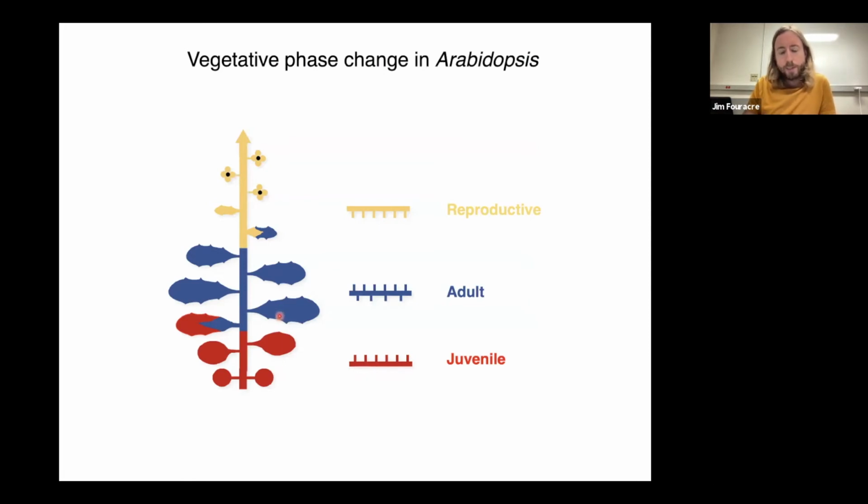Whereas adult leaves are bigger, longer, have a narrower blade angle, and produce serrations and trichomes both on the adaxial and the abaxial surface of the leaf. So it's a really nice system to study phase change with these different character states.